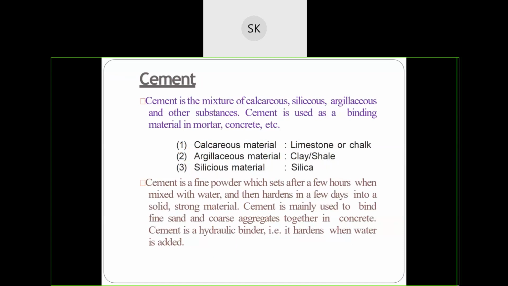Now cement. So let's discuss the cement procedures.